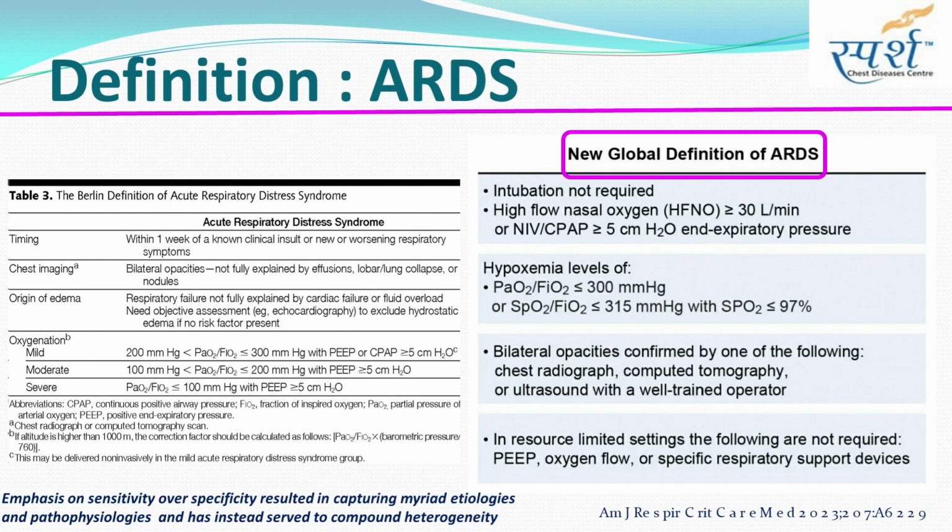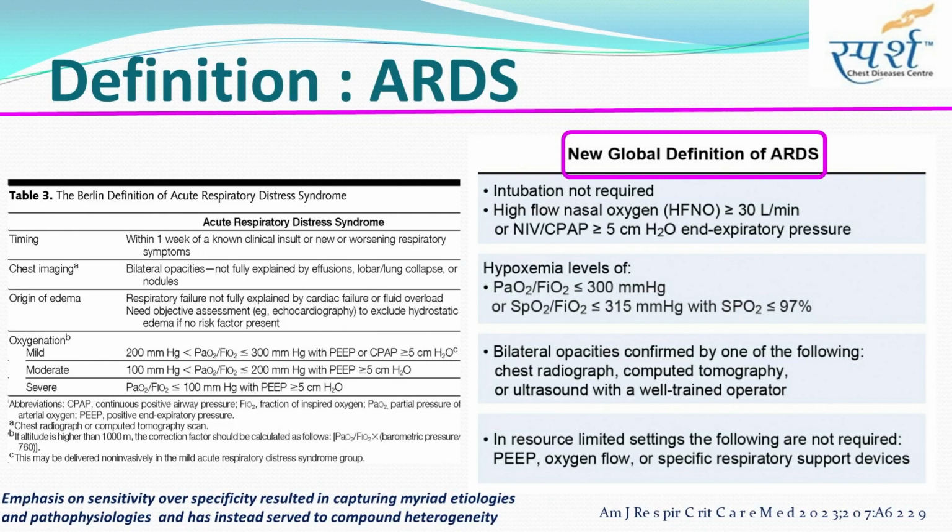Secondly, you need not have an ABG to classify a patient as ARDS, because previously we were going by PF ratios. Now you can go by saturation by FiO2 ratio, and if the patient's level is less than 315 with a SpO2 of less than 97, this patient can still have mild ARDS. Thirdly, you don't need a chest X-ray or a CT scan. With the bedside ultrasound, you can still classify a patient as ARDS, and all of this simplifies management in resource-limited settings, so you don't need an ABG.